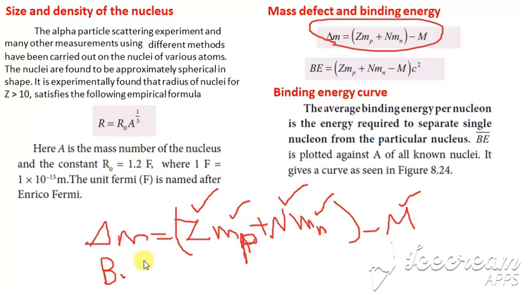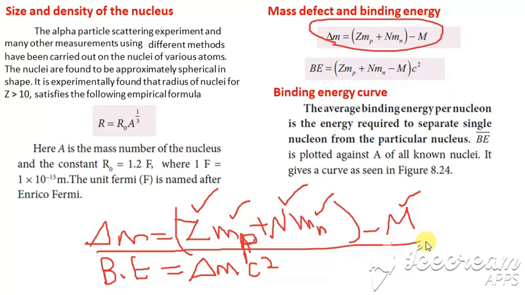So when you have to find the binding energy, the binding energy is given by delta m into c square. We already know the value of delta m here, is it not? So this value into c square gives the value of the binding energy.